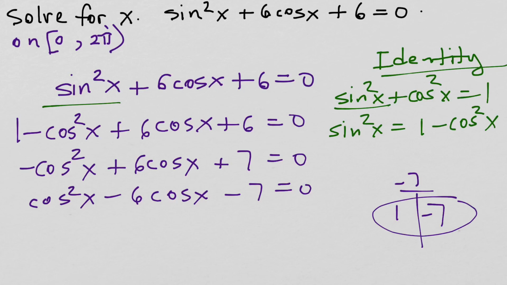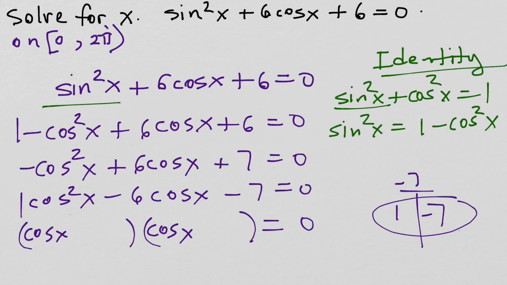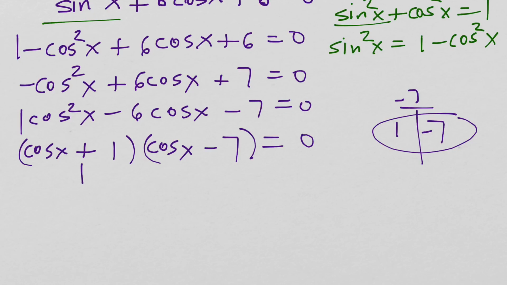Let's look. I have a leading coefficient of 1, so I can skip the factoring by parts step. I know that I'm not going to have a coefficient on these cosine of x terms if you have a leading coefficient of 1. So I've got a positive 1 and a minus 7. If you have factors, you have solutions. So I've got cosine of x is equal to negative 1.